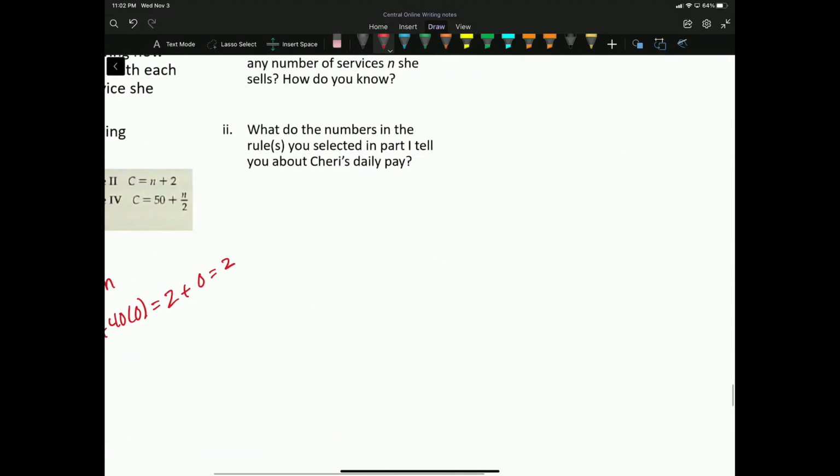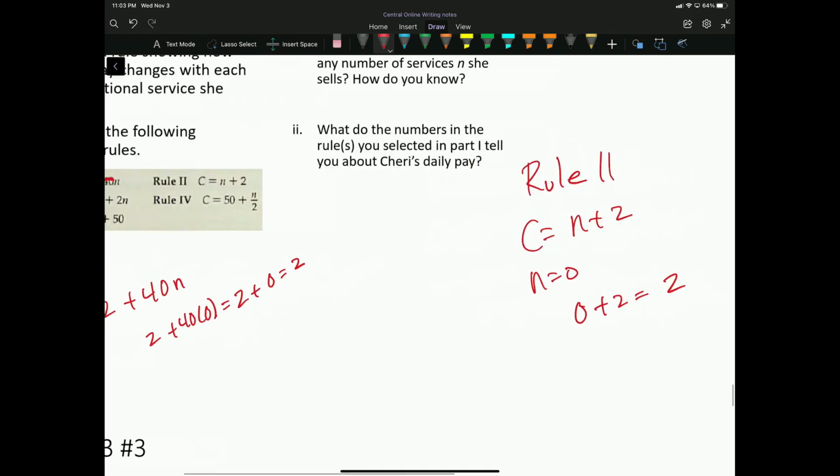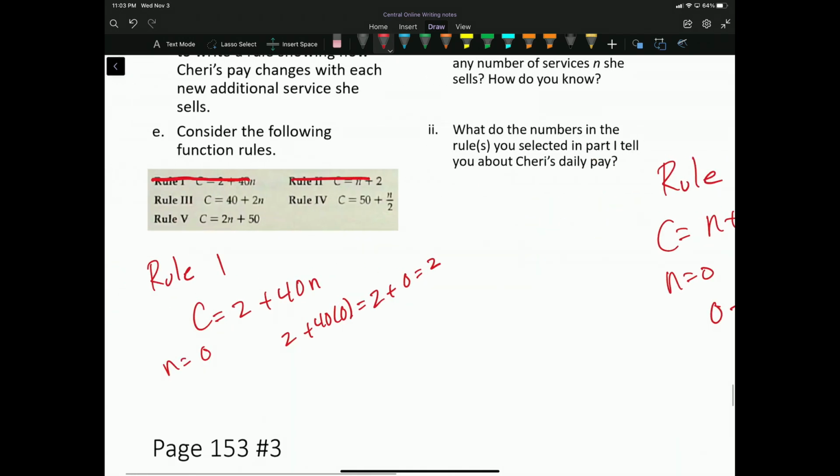Let's take a look at rule 2. N plus 2, right? So C equals N plus 2. So when N equals 0, we're going to have 0 plus 2 equals 2. Again, we want our amount of money to be 40, right? We're trying to match this to our table. So that doesn't work. So rule 2 is out.